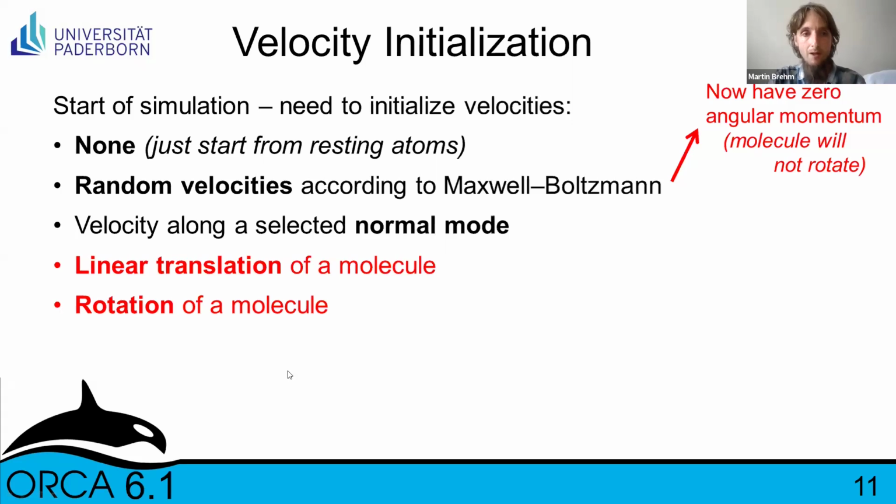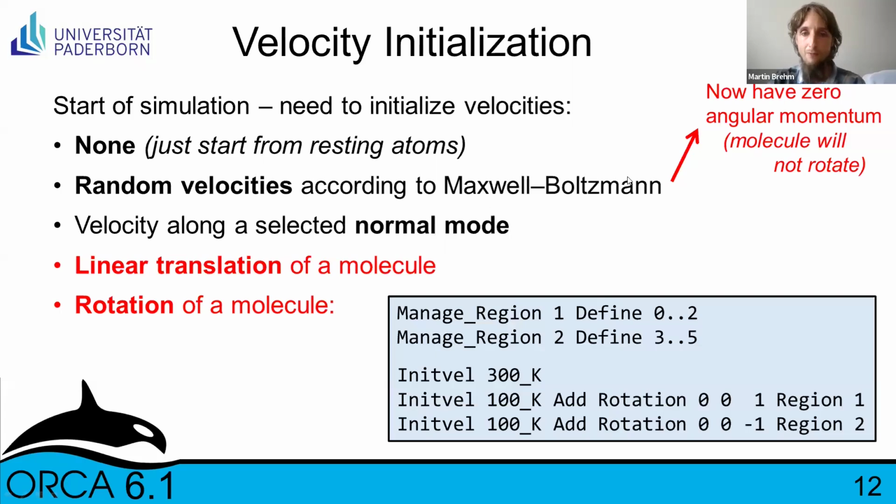And what is new? I added features for how you can put initial velocity into a linear translation of a molecule. For example, you can stage a collision experiment where two molecules start moving against each other, and at some point in the simulation they will collide. And you can also put initial velocity into the rotation of a molecule. So you can start with a deliberately rotating molecule.